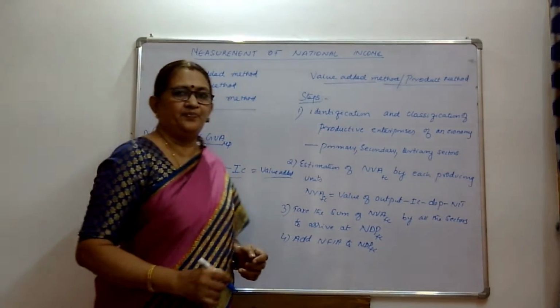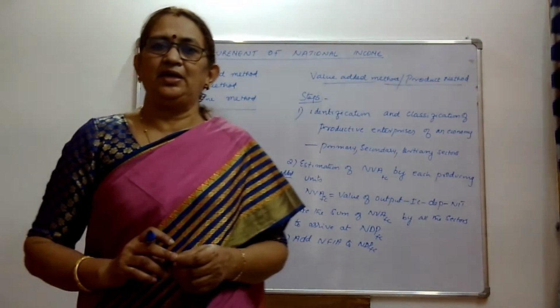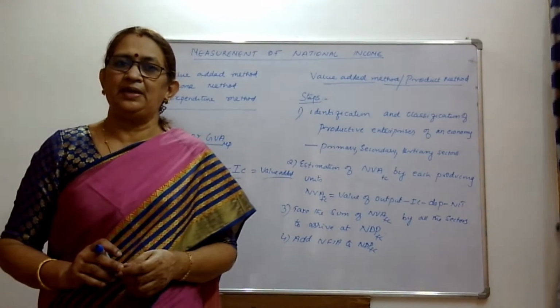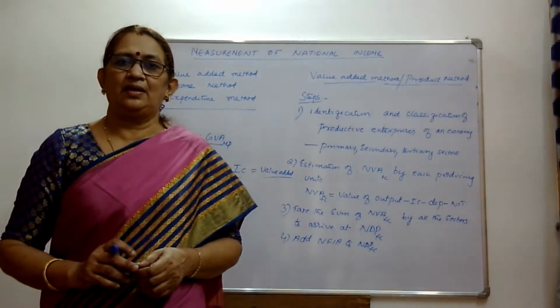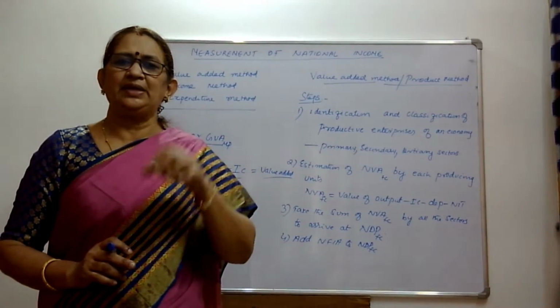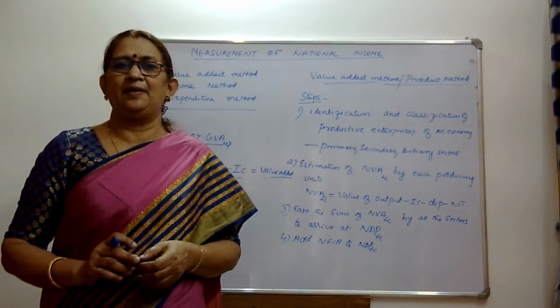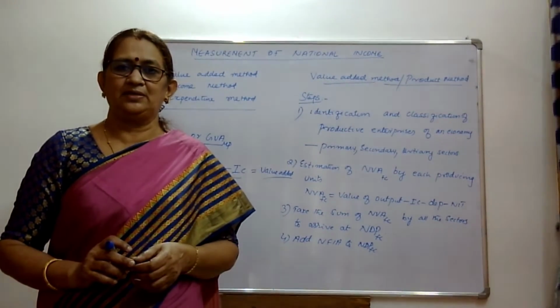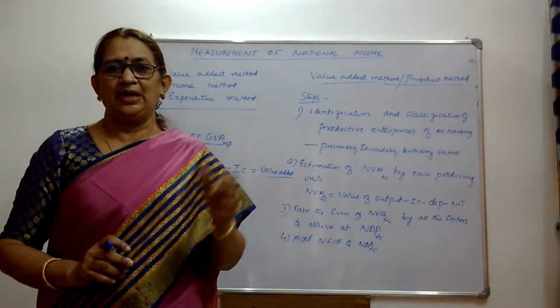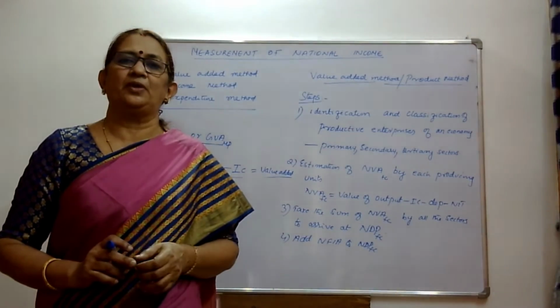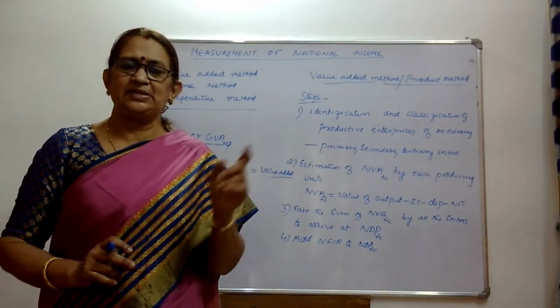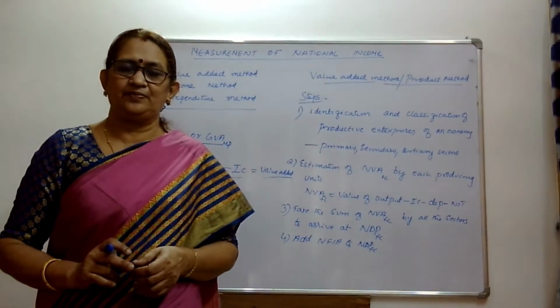For example, from a bakery you are purchasing maybe bread. What all ingredients, what all intermediate products are there in a bread? Flour is there, sugar may be there. It is going through different stages of production. Every stage a value is added.